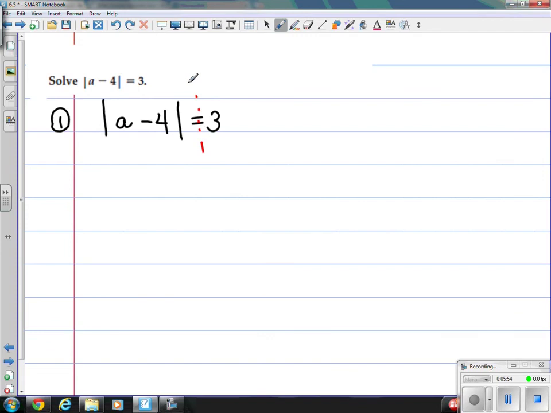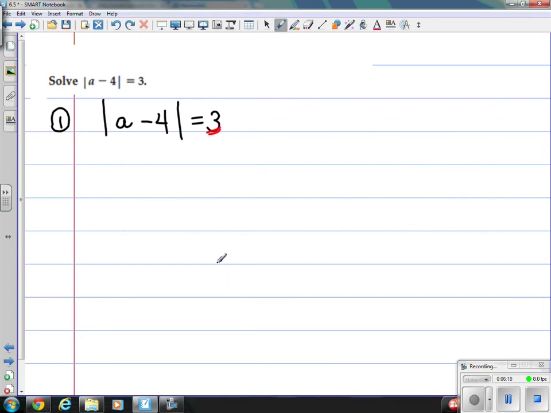So we're just going to look to this side and say the absolute value bars are the only thing over there, so we're good. The absolute value bars are alone on the left. Step 2, cannot equal a negative. Do we equal a negative? No, equal a positive, so we're still good.